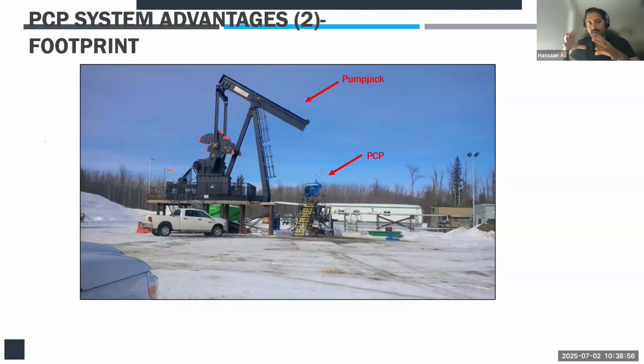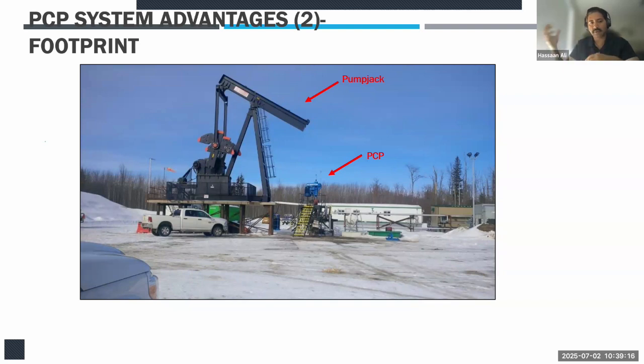The moving components are really contained inside a housing, so it's not very noisy. I think at around 10 to 50 meters, the noise is around 50 to 70 decibels. So it's a really, really quiet system.